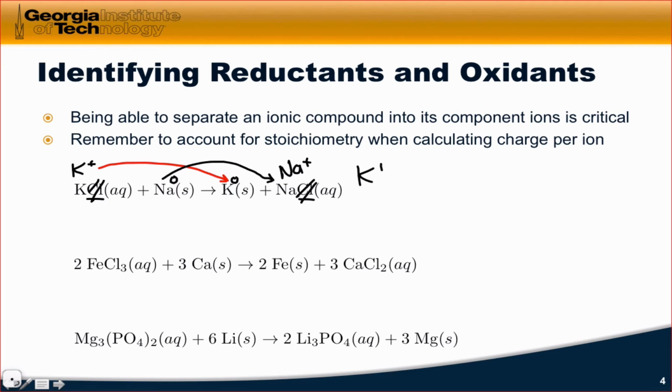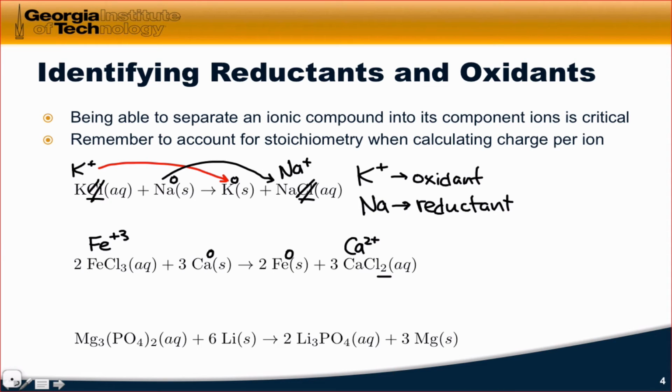That means that K+ is the oxidizing agent, or the oxidant, as this reaction is written, and Na is the reducing agent, or the reductant. And one thing you should notice about this is that these terms apply only to the reactants, only to the K+ and Na0. In the example on the bottom, we've got two FeCl3s. Each iron within each FeCl3 molecule has a charge of +3, since each chloride has a charge of -1. We've got calcium 0 as a reactant, we've got iron 0 as a product, and Ca2+, since there are two chlorides as a product as well.